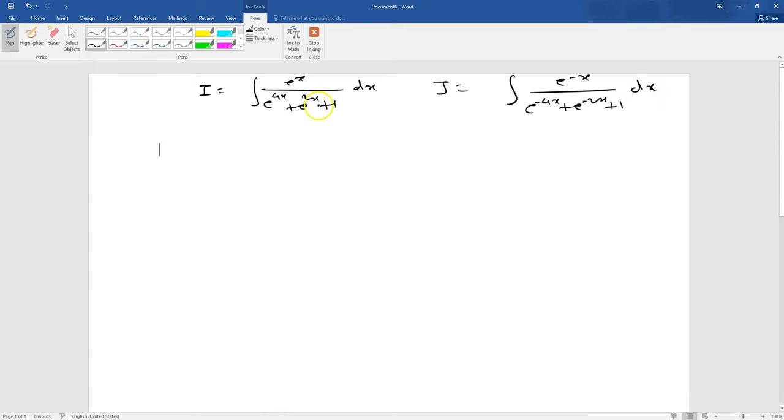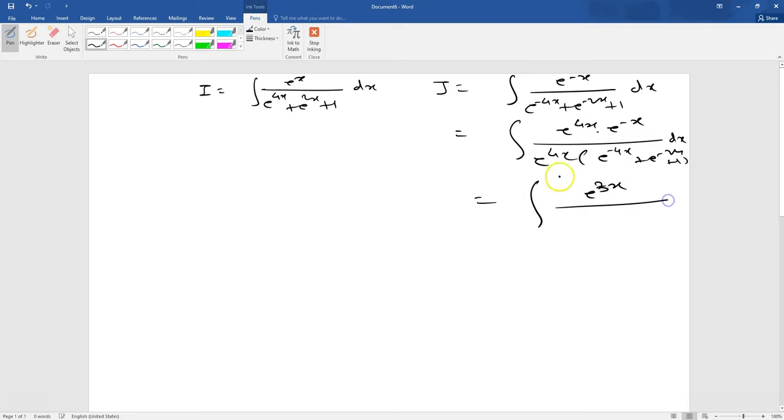Now look here, there are positive powers here and negative powers here. Let us convert everything to positive powers first, right? When you want to make it positive powers, what will you do? You will multiply and divide with e raised to 4x, e raised to 4x, right, e raised to minus x, and here also e raised to 4x, e raised to minus 2x plus 1 dx, right? See, now this is going to be e raised to 4x times e raised to minus x, which will be e raised to 3x upon e raised to 4x, e raised to 4x will be 1, this will be e raised to 2x, and this will be e raised to 4x dx. Now this is your J.